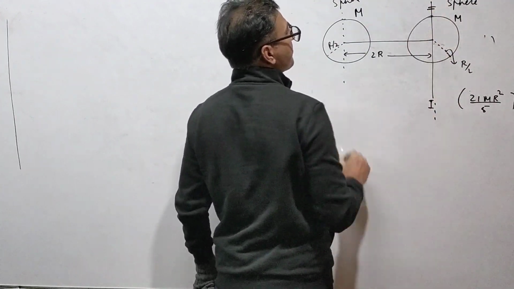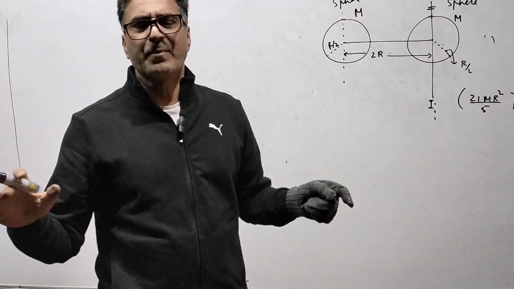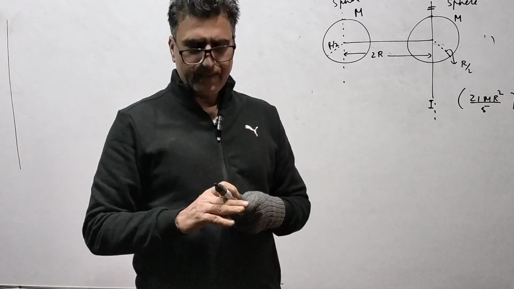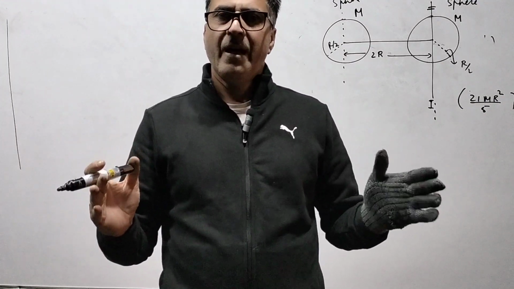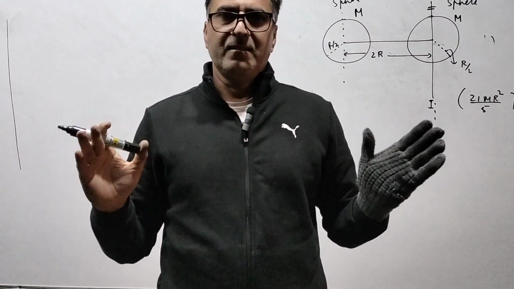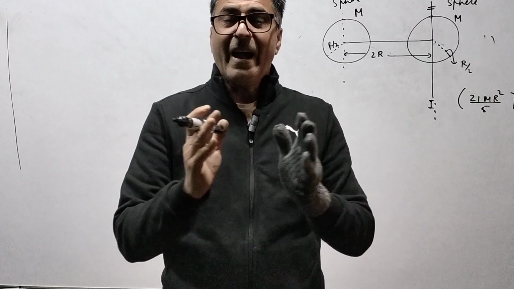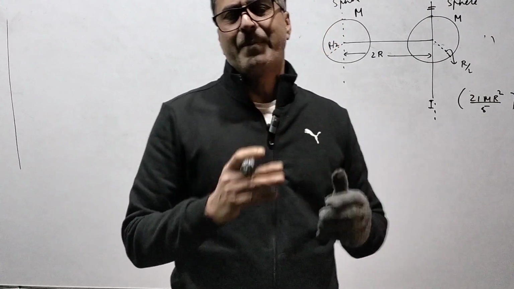This is the axis. The moment of inertia is scalar about the principal axis, so we don't need to worry about it. We just add the moment of inertia. Moment of inertia is scalar about the principal axis, and we are always dealing with the principal axis. Therefore, there is no problem while adding them.